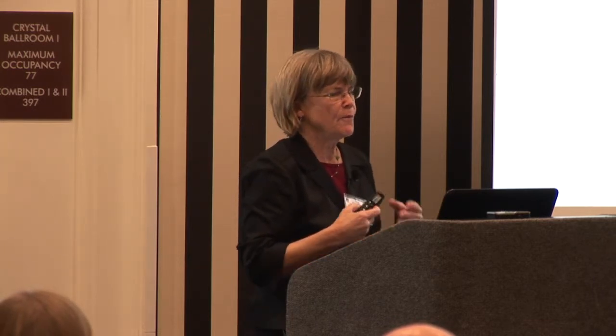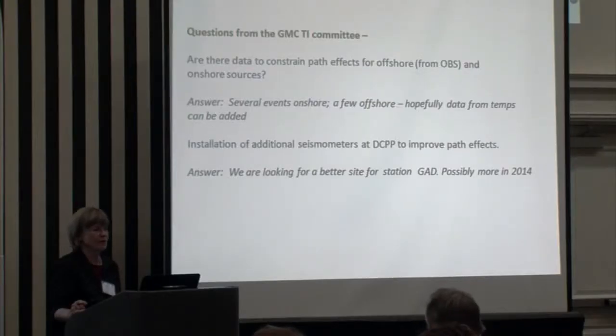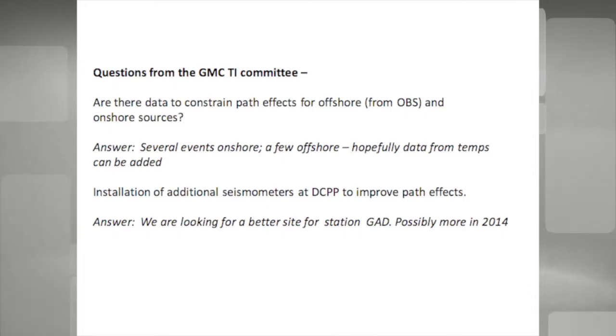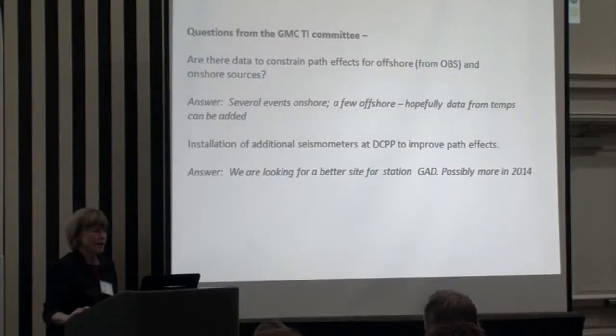From the TI committee, I was asked, are there any data to constrain the path from OBS and onshore? We do have several events onshore, and a few offshore. When we pull up the temps, we'll be able to get more data for the offshore, to add to what we've already recorded for OBS4. Then there's installation of additional seismometers. We're looking for a better site for our station.